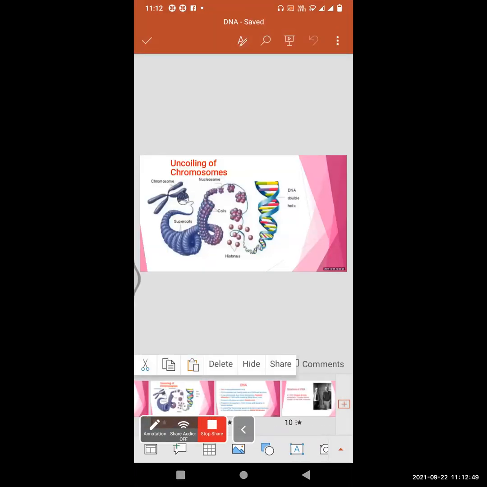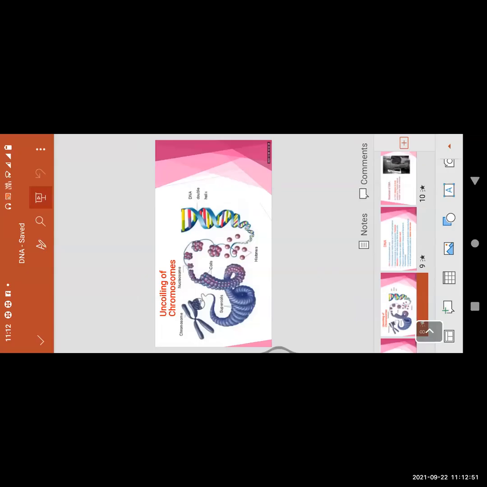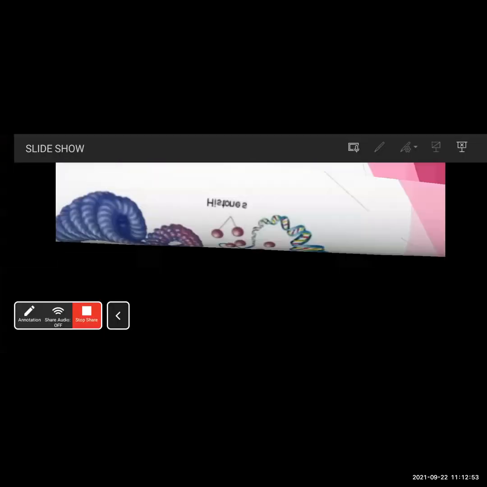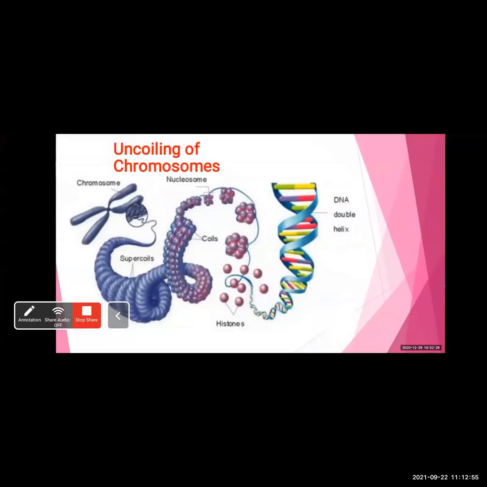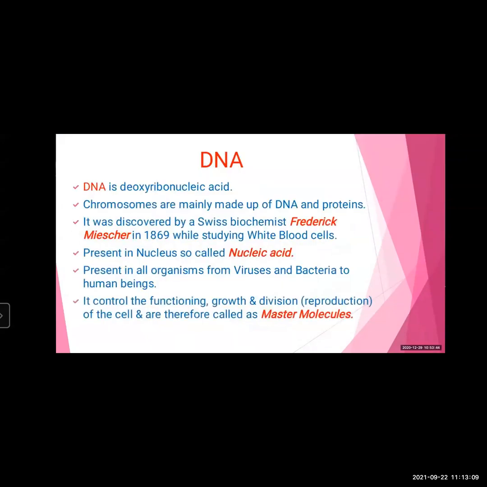It is present in highly coiled form, right? It is coiled around the histone proteins, and it is highly coiled and packed in a compact form in the form of chromosomes, right?